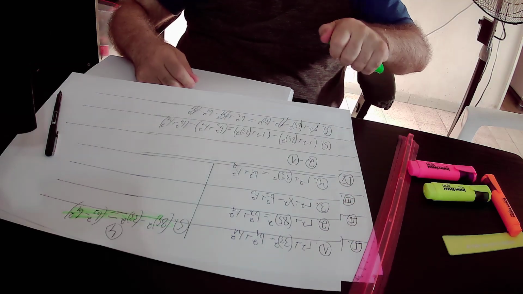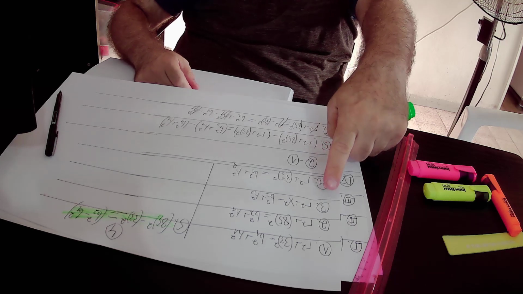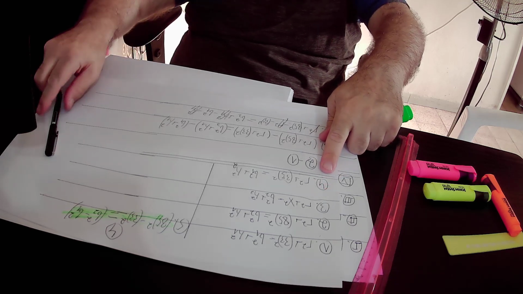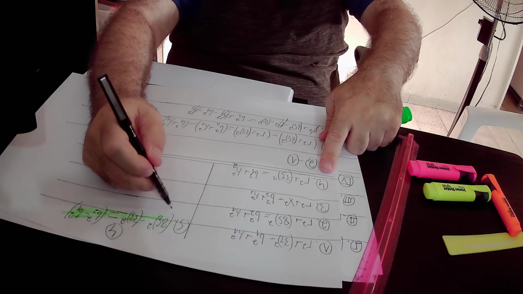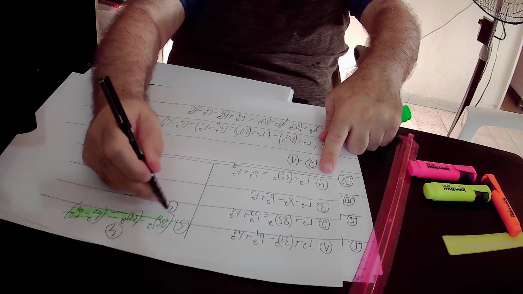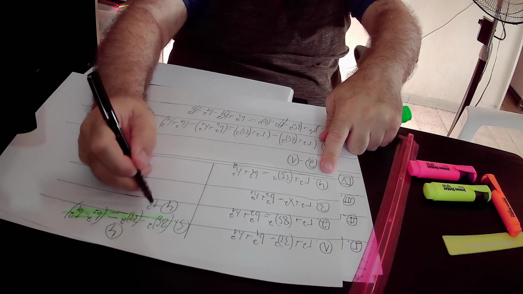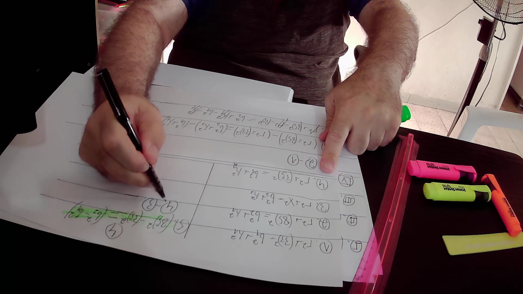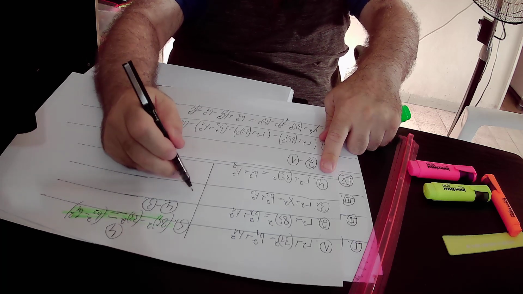In the next step, we will subtract equation number 3 from equation number 4. So it is 4 minus 3. In this way, we create equation number 6.